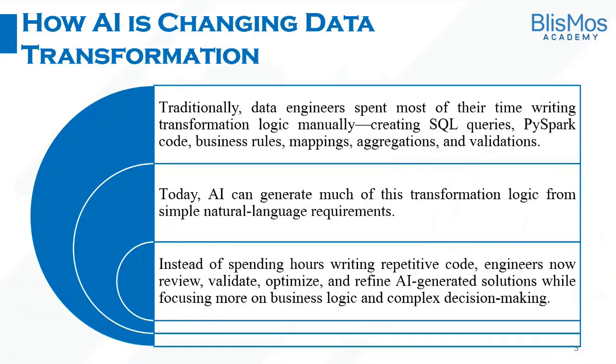As a part of the data transformation, we can use AI. How do we use AI? That is the question which we have to ask. When we peek into the different activities done by the data engineers as a part of the data transformation phase, most of them will be writing the transformation logic by creating SQL queries or writing PySpark code, implementing the business rules either through PySpark or SQL, or creating the mappings or aggregations using SQL, and also validations. That is how the data engineers would spend most of their time as a part of the transformation phase.